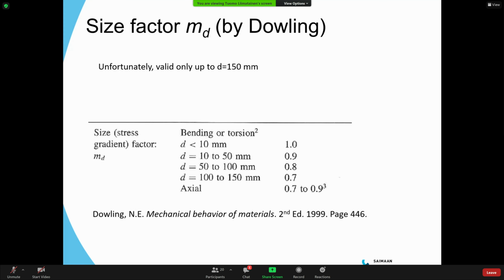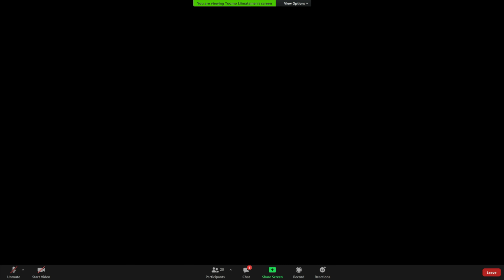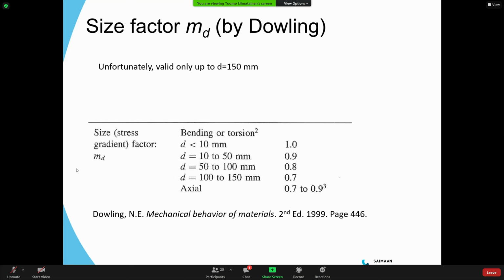But also in the Dowling's book, there's another table which is not that specific. There we find bending or torsion, and there is a variation from less than 10 millimeters up to 150 millimeters, and this is not very specific. And unfortunately, this is only up to 150 millimeters in diameter, so it means that it's not applicable in all cases. But similar factors can be found in multiple sources. You can also Google them by yourself.